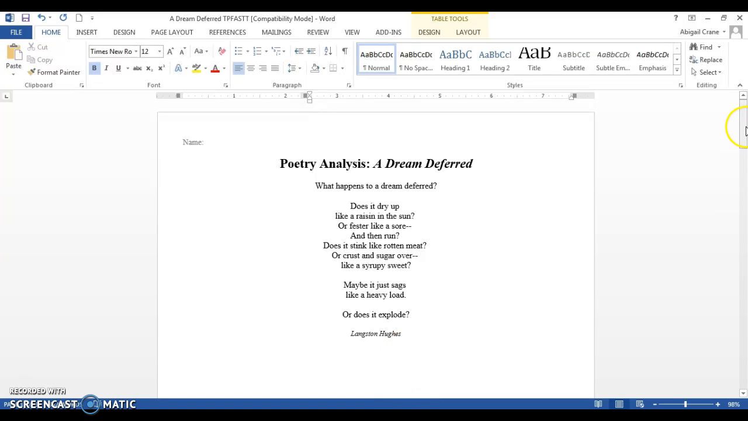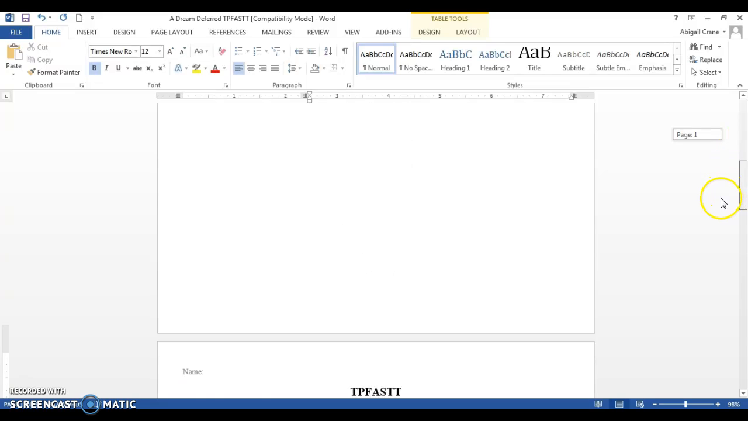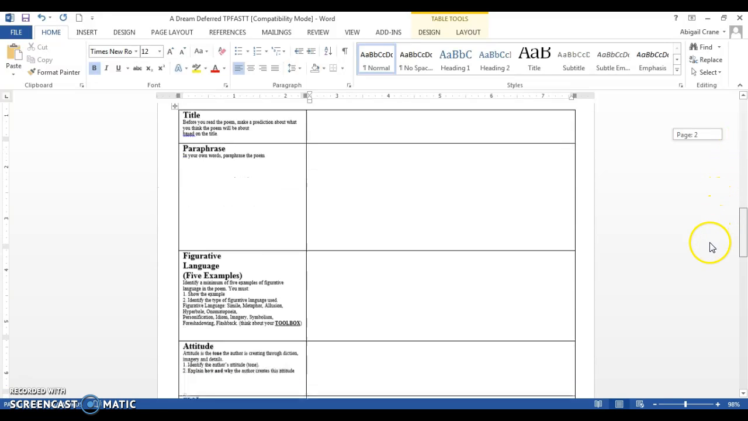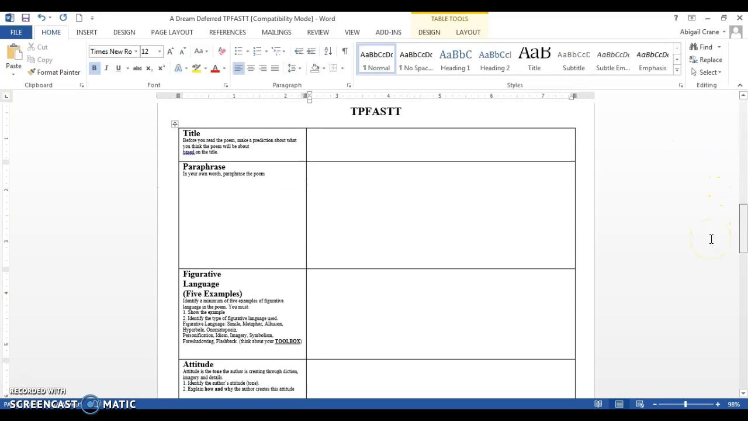So with a poem, it's often difficult to understand what the author is attempting to say. So we like to use this graphic organizer called TP-FASTT, and T stands for title, and this is where we're going to start. Before we even read the poem, we're making a prediction about what we think the poem is going to be about based on its title.